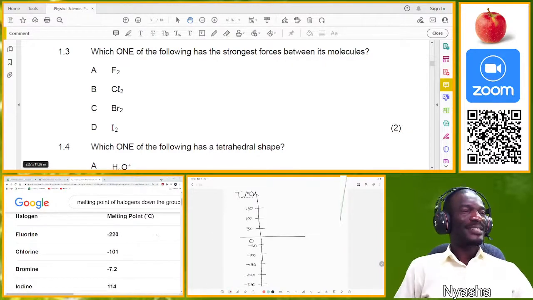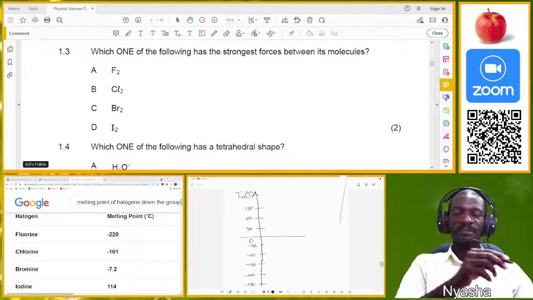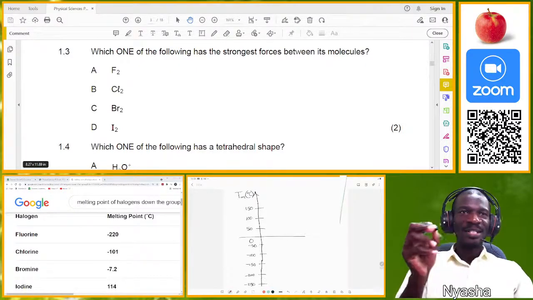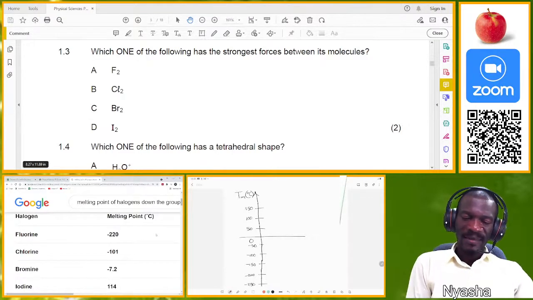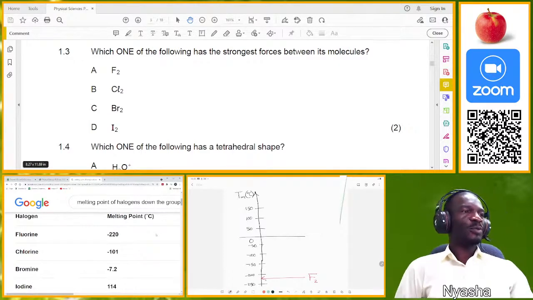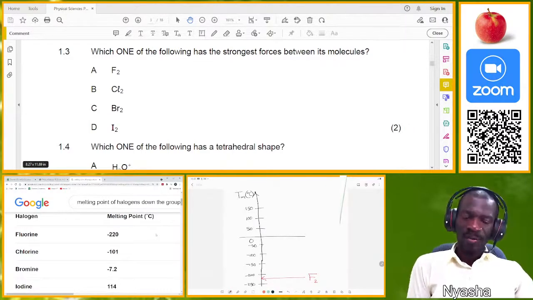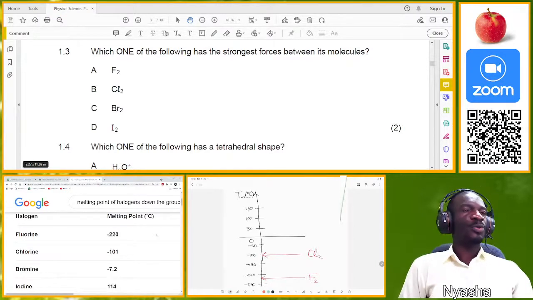So if you are here, you tell me, where can I put fluorine on this number line, on the melting point? Where can I mark to show the melting point of fluorine? Fluorine is at minus 220. So this is minus 50, minus 100, minus 150, minus 220 could be somewhere there. Then I will put the label F2. Chlorine is at minus 101. It's almost 100 in the negative. So I'll put that and put a label called Cl2.